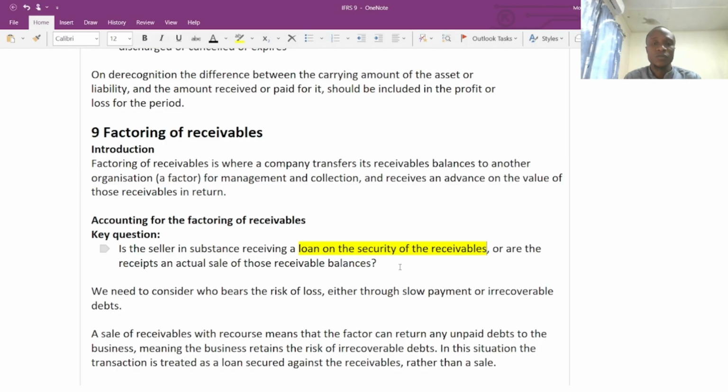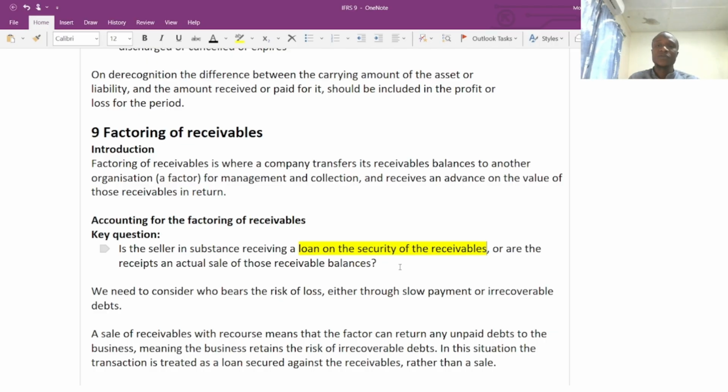not the company anymore. So if that is the case, then we are not going to account for it as a loan because it is not secured against the receivable balance. We did not use the receivable balance as collateral in this particular situation because the risk and reward has been 100% transferred to the factor. So if that is the case, then we are going to account for it separately.